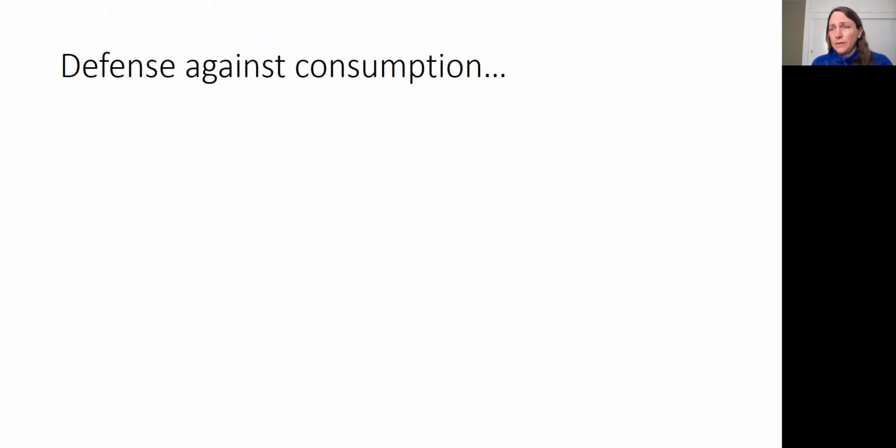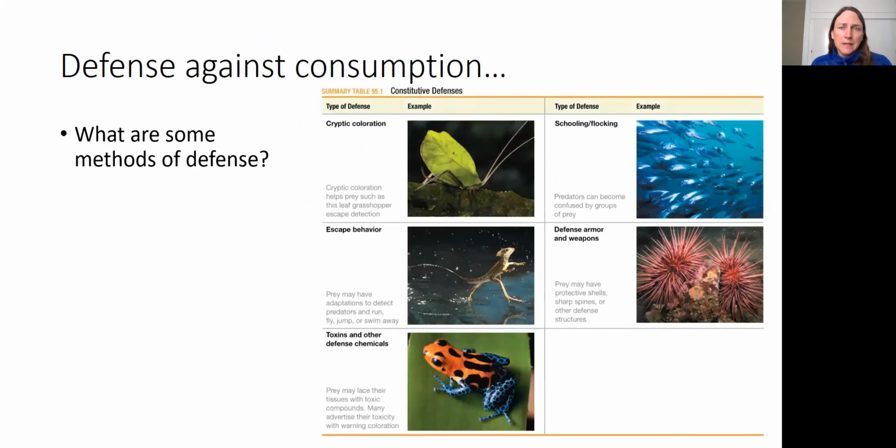And then there's lots of other things that organisms can do to survive. Some of them could fight off predators. So now we're going to move into predation. There are lots of different defense methods for defending against being eaten. Some examples are cryptic coloration, mimicking, escape behavior, producing toxins and other defense chemicals, schooling and flocking, or developing armor and other weapons. So there's lots of ways that you can avoid being eaten as a prey organism.